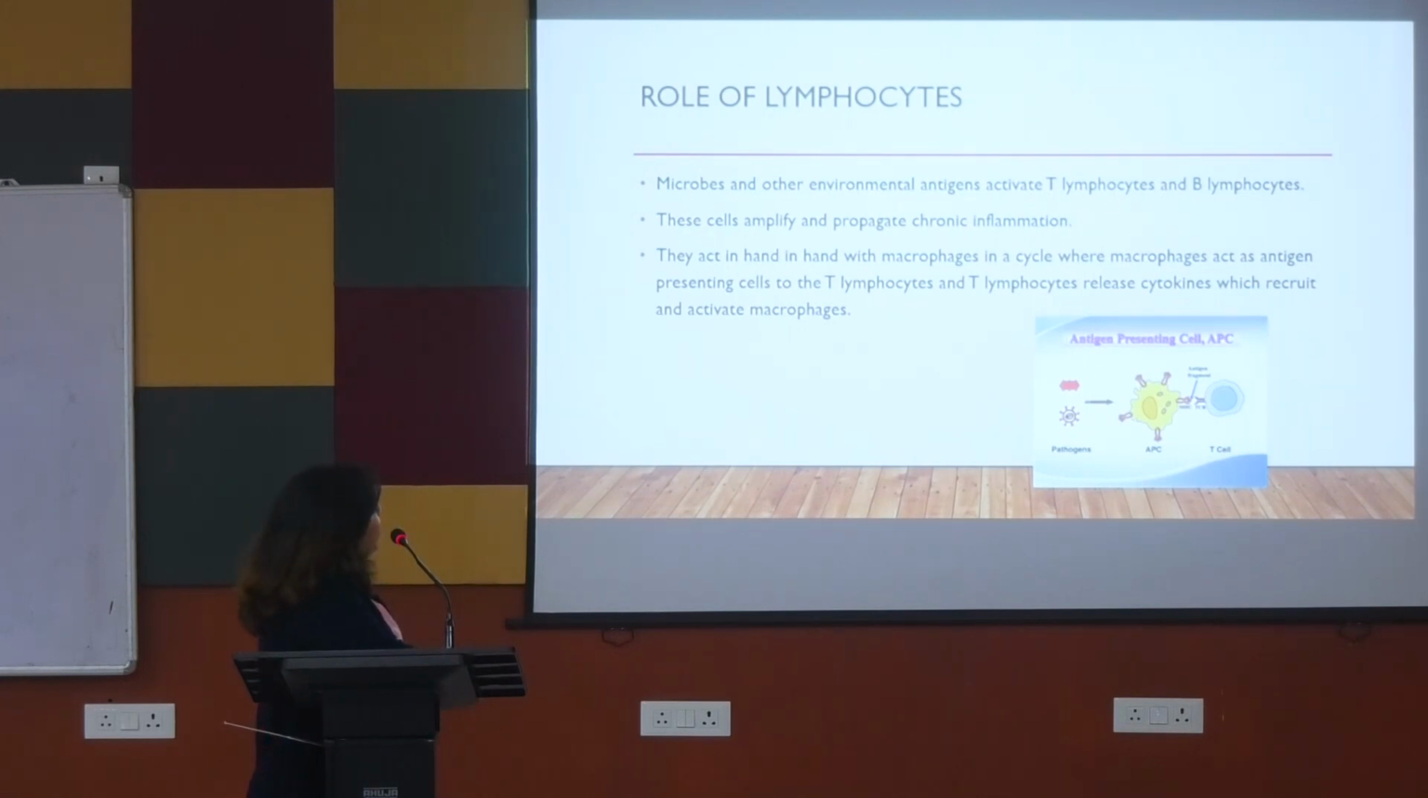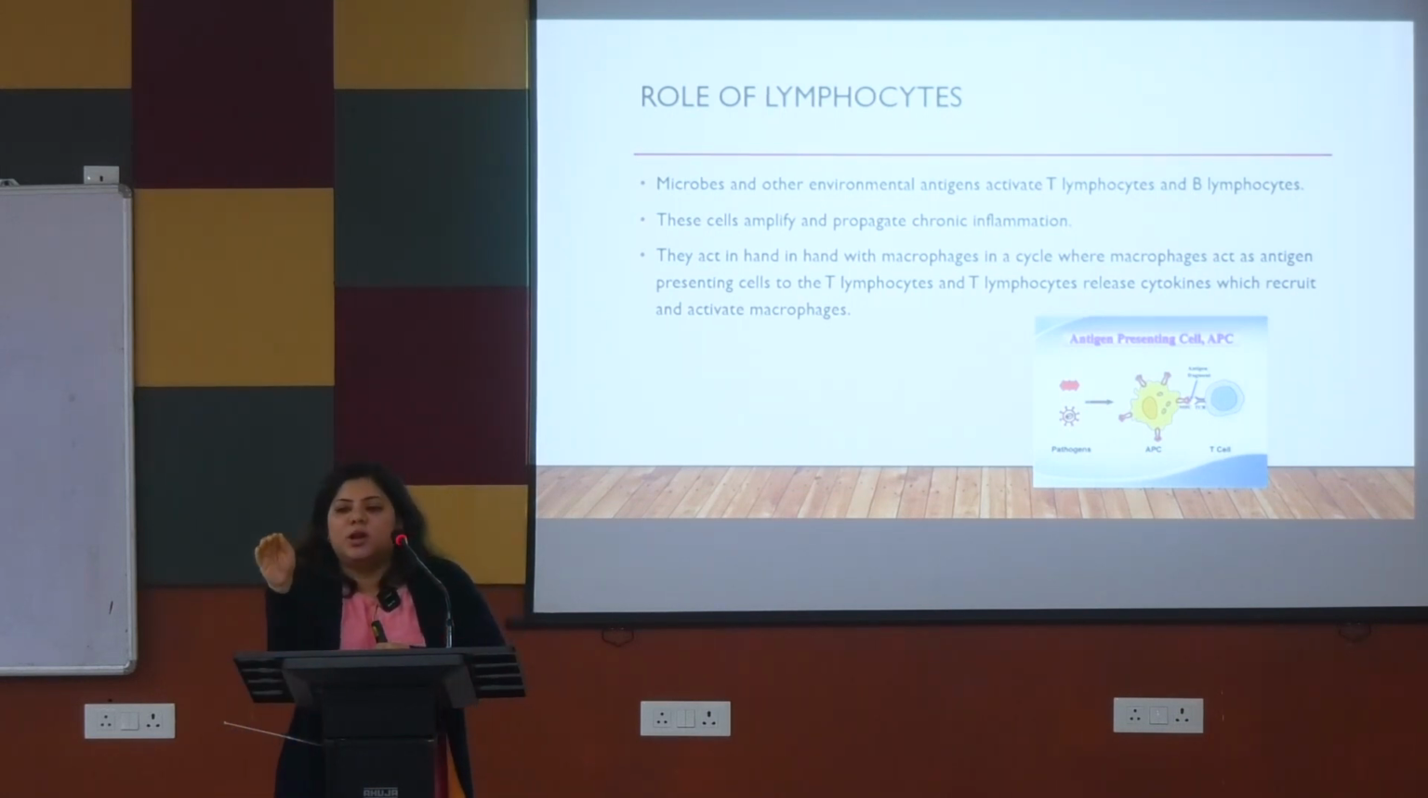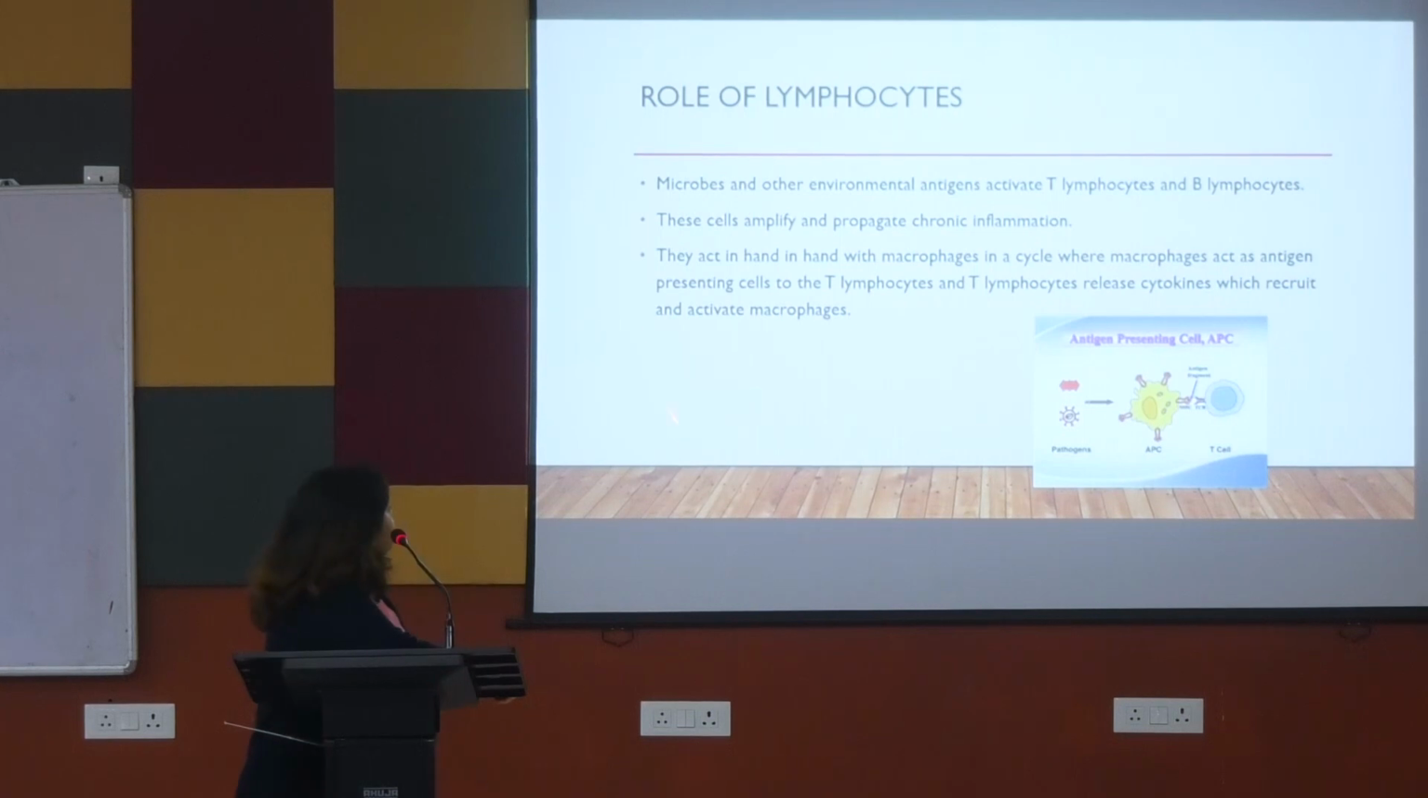Now these cells amplify and propagate chronic inflammation because if a T lymphocyte is involved in any chronic inflammation, the inflammation will persist for a long time, because it is a cycle of attracting more macrophages and more T lymphocytes. It's like a vicious cycle. It goes on and on. So many T lymphocytes are recruited at the site of the chronic inflammation. So these cells amplify and propagate chronic inflammation.